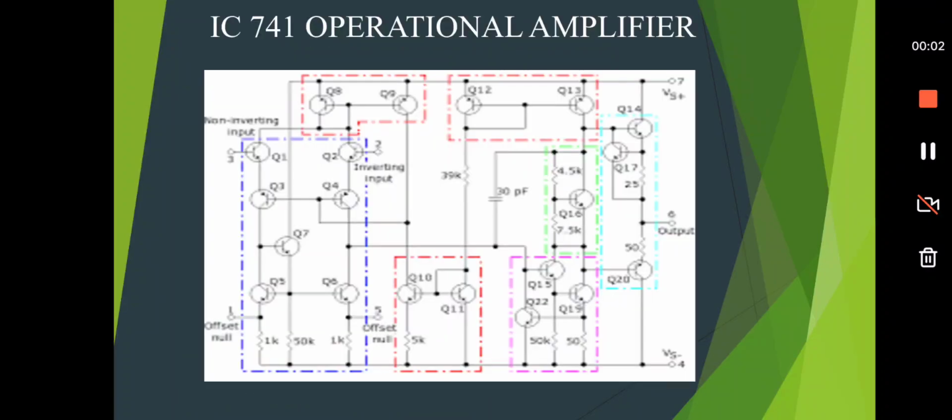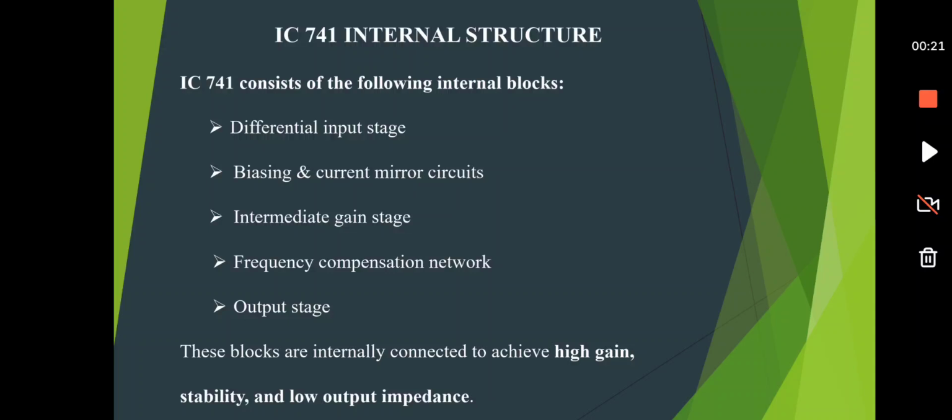Greetings to all. Today we will conduct a deep dive analysis into the internal architecture of the legendary IC741 operational amplifier. We will look at how its resistors and transistors are organized to achieve high gain stability. Let's begin. The IC741 is composed of 5 main functional blocks.